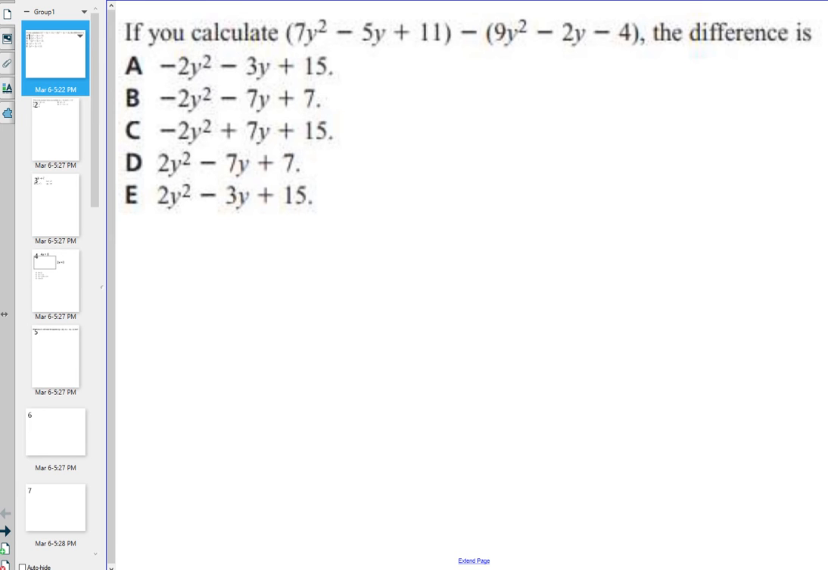All right, so here we go. This is just a polynomial expression. You're being asked to subtract polynomials. If you can't tell by the subtraction sign, it does also say the word difference. What should I do first?